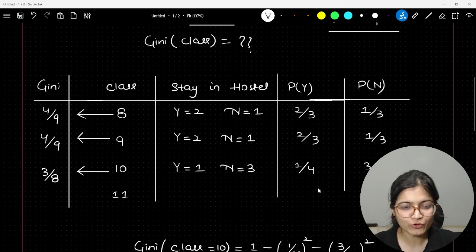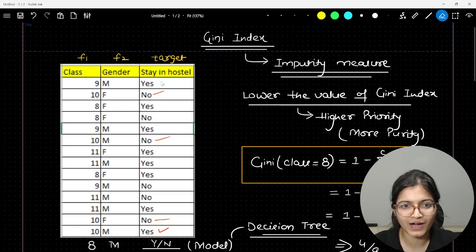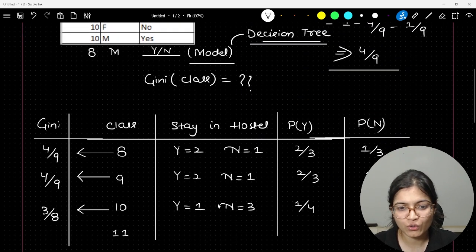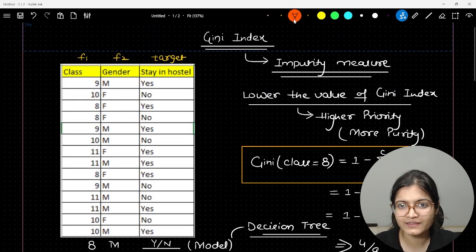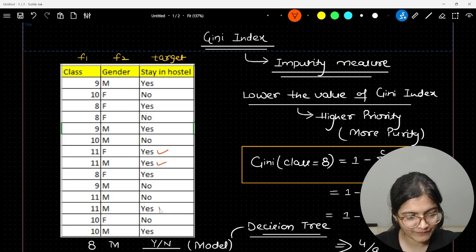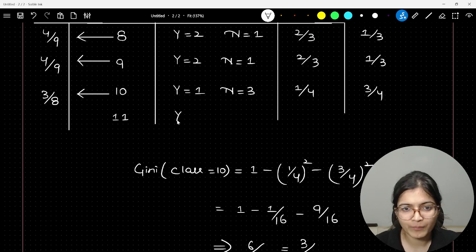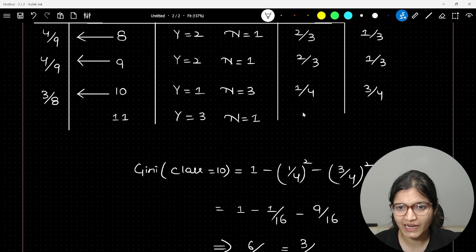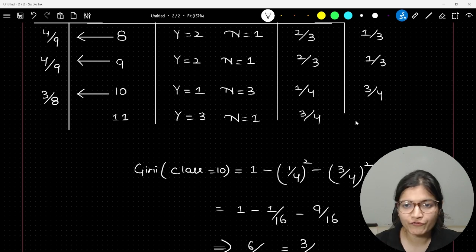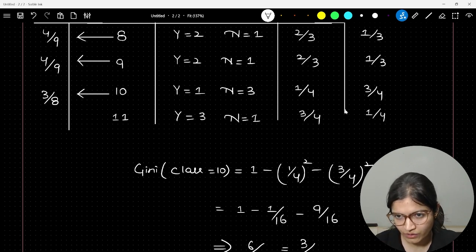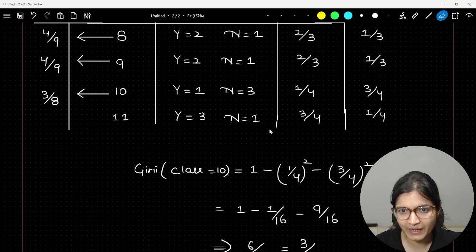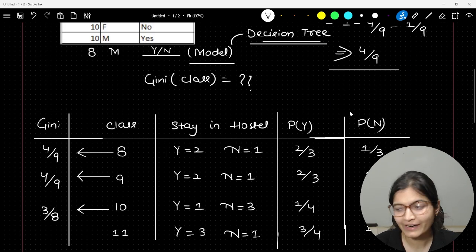Now, next, let's see for the class value 11, how many yes and no are there. When the class is 11, the number of yes is, let's see again, 11 yes, 11 yes, and 11 yes. So the number of yes is 3 and the number of no's is a single 1. In this case, what is the probability of yes? It will be 3 by 4. What is the probability of no? It will be 1 by 4. Makes sense? This is how we evaluate the probability of yes and no.